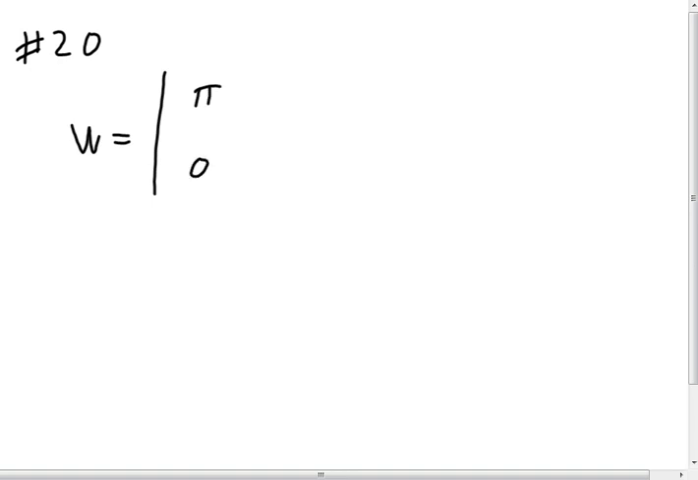The derivative of pi would be 0. And squared, which is equal to 1. The derivative of 1 is 0. This is 0, so this is linearly dependent.